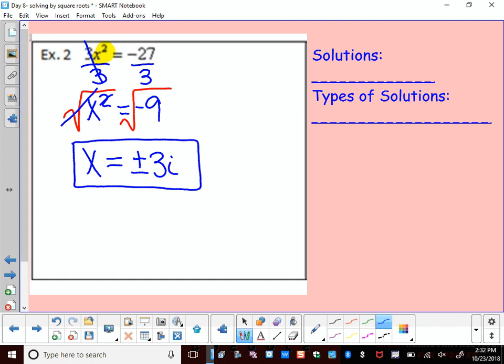You don't have this on your paper, but your solution would be x is equal to plus or minus 3i. What type of solution would this be? 2 real, 2 imaginary, or double root? There's an i in our answer, right? So this would be the type that is 2 imaginary. Okay, there's an imaginary number. Where would you put the i on the graph?